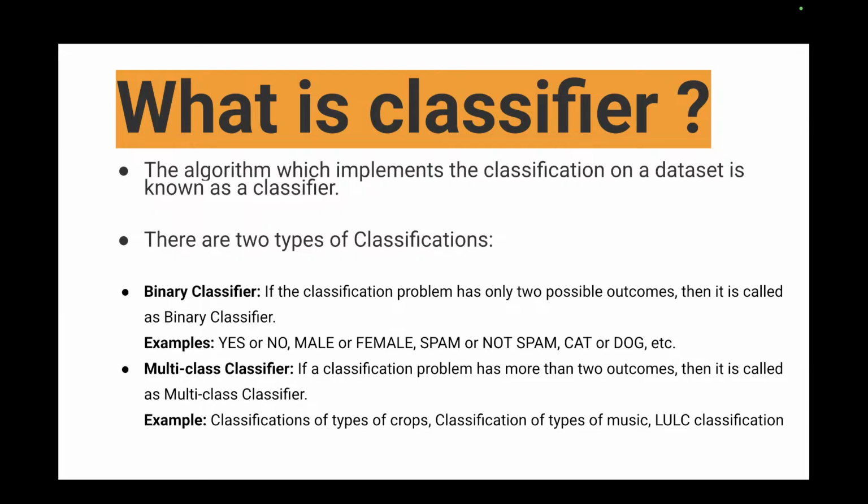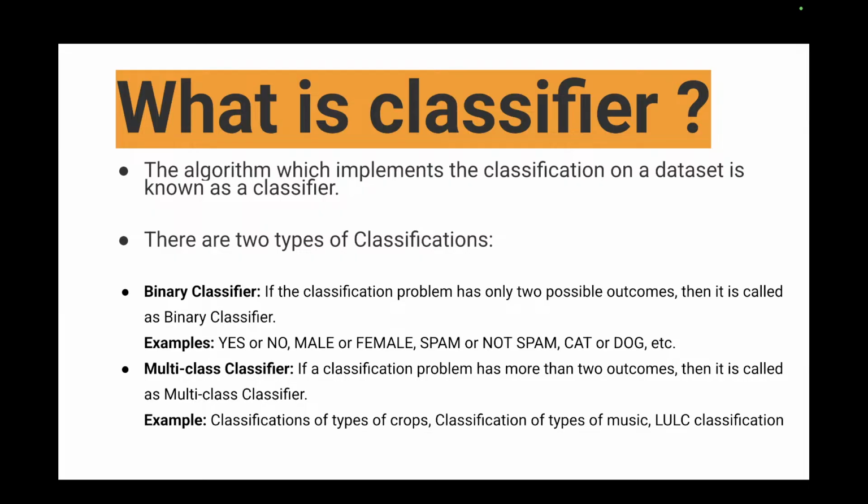Suppose I want to classify only forestation and deforestation. So this is one kind of binary classifier example. Okay, as well as yes or no, male or female, spam or not spam, just two possible outcomes. It's called the binary classifier.